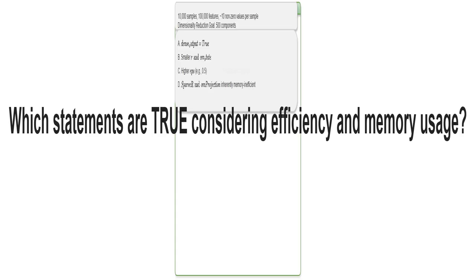This question asks us to assess the correctness of the statements regarding sparse random projection's parameters in the context of the large sparse dataset. We need to consider both computation time and memory usage when making our assessment. By analyzing each parameter, we can determine which statements are true. Considering the efficiency and memory usage, which statement is most accurate?